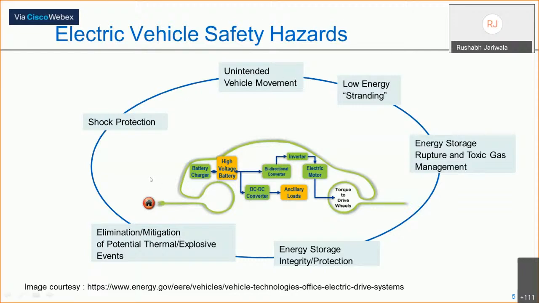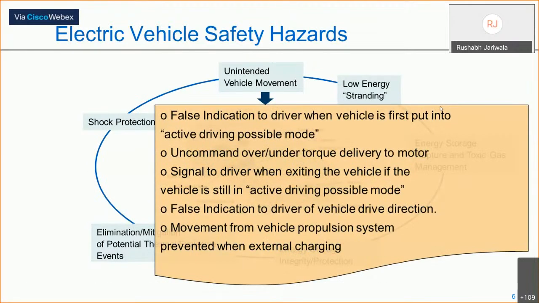So these are the top-level hazards related to the electric vehicle that I am first explaining. And then now we'll go into detail of each one. So the very first one is unintended vehicle movement, which we discussed. Now it is mainly to do with the inverter, and I think the e-motor just follows the inverter. But when it comes to the inverter design, one needs to think about the active driving possible mode.